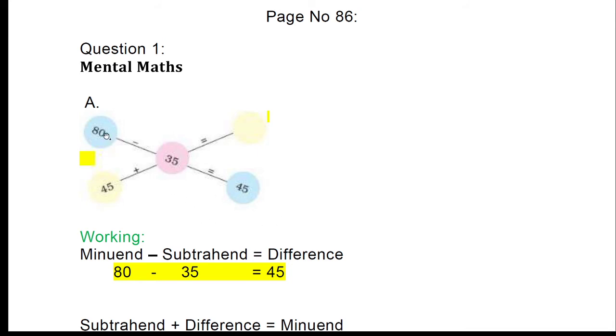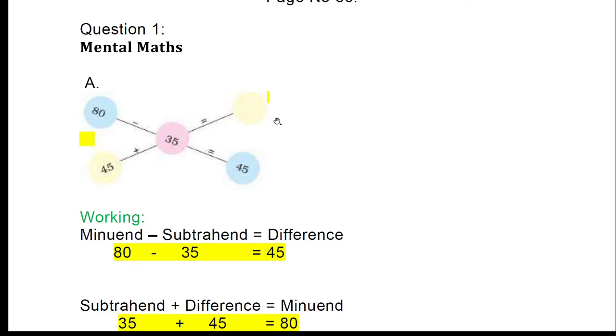So here you can see 80 minus 35 equals 45. So it is very clear, 45 plus 35 equals how much? It will be equal to 80. Okay, 80 is your minuend, this one is subtrahend, and this one is your difference. Okay, so when you will add subtrahend and difference, means 35 and 45, you will get minuend.